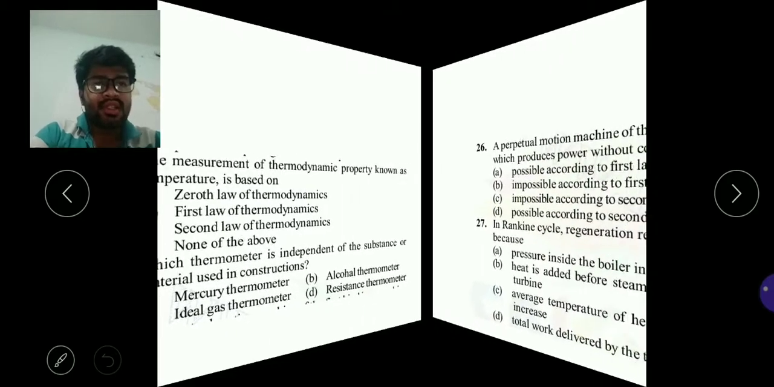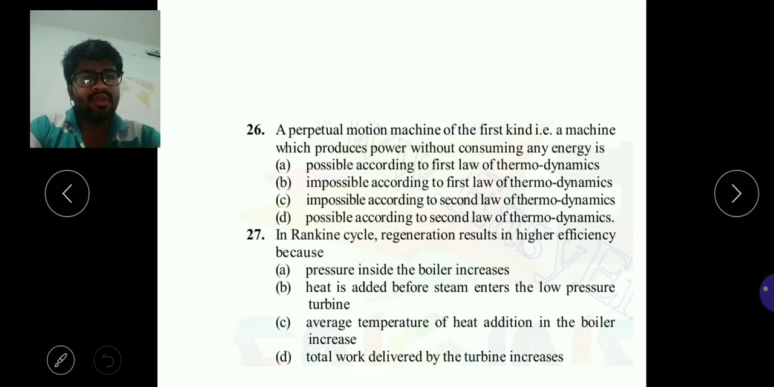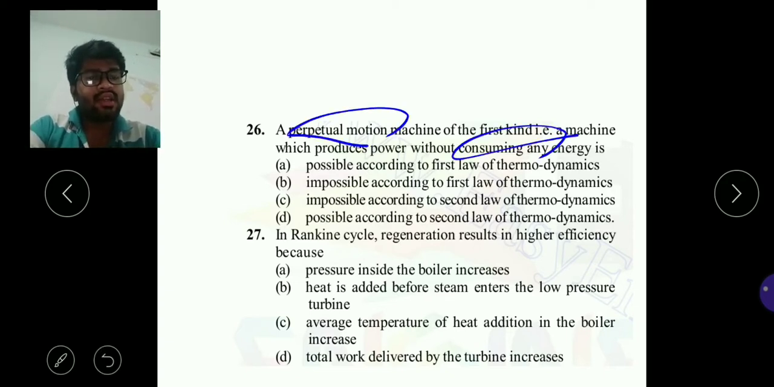Moving next, the perpetual motion machine of the first kind is a machine which produces power without consuming any energy. Basically, a perpetual motion machine of the first kind is not possible according to the first law of thermodynamics. The first law tells about conservation of energy, meaning whatever energy we get, that amount of energy we should provide to the system. But the perpetual motion machine of the first kind says that without consuming any energy we will get some work, some power. That is impossible according to the first law of thermodynamics.